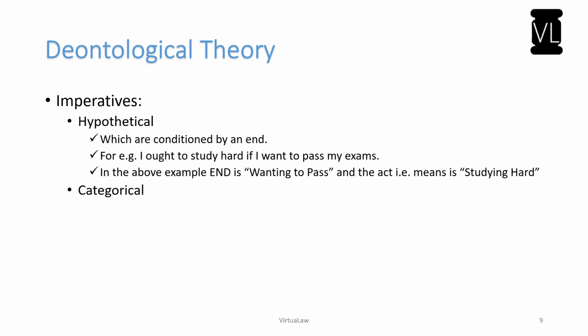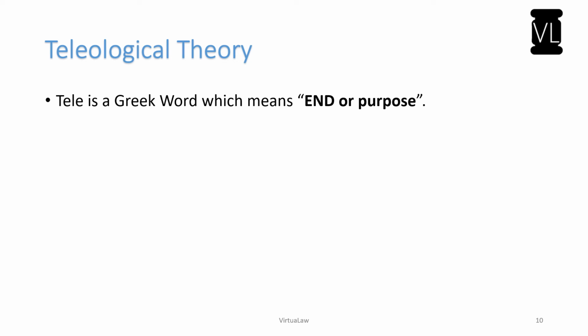As per the categorical imperative, it is completely opposite to a hypothetical imperative, since it is not conditioned by any of the conditions. It is unconditional and it must be obeyed under any circumstance. So that is a categorical imperative, and this is the concept of deontological theory and Kantianism. Now let us discuss what is a teleological theory. The word tele is very important in teleological theory. Tele is a Greek word which means end or purpose.